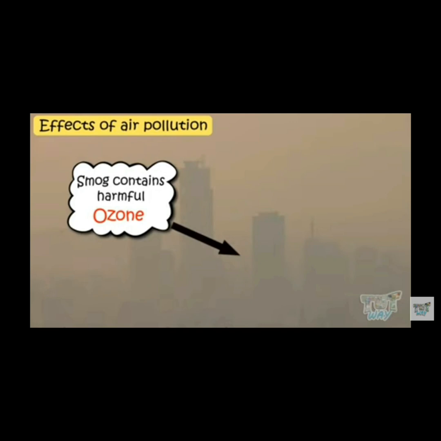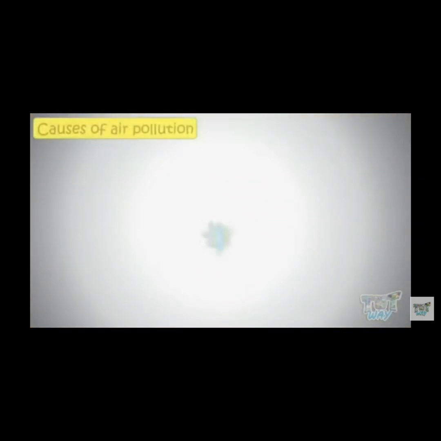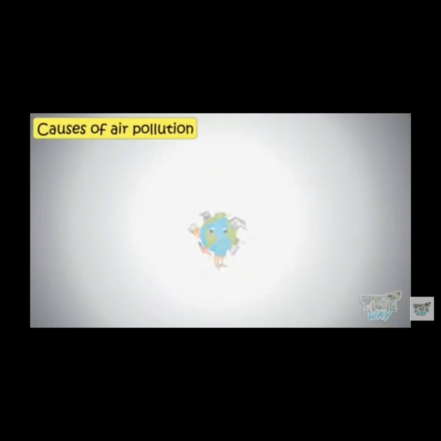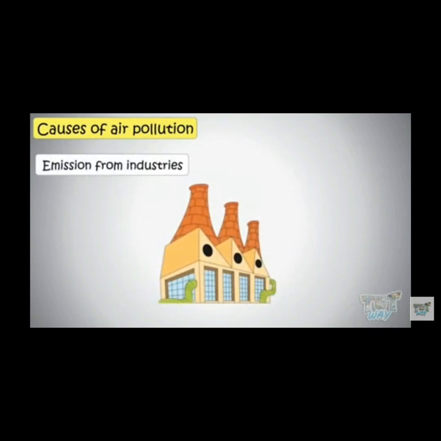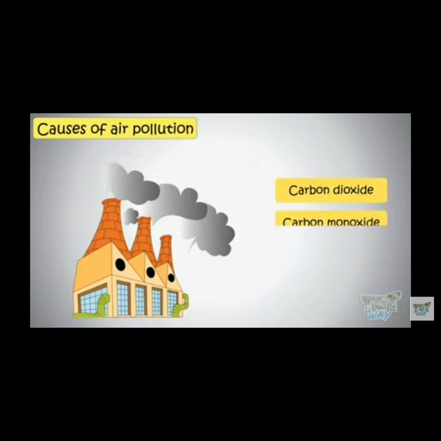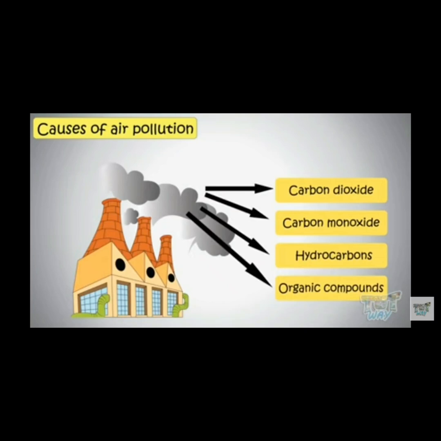We learned a few major effects of air pollution. Now let's learn, what are the major causes of air pollution? Emissions from industries and manufacturing activities. Almost all types of industries emit a lot of smoke that is released into the atmosphere and pollutes the air. Their smoke has high levels of harmful gases and particles like carbon dioxide, carbon monoxide, hydrocarbons, and organic compounds that are very harmful.